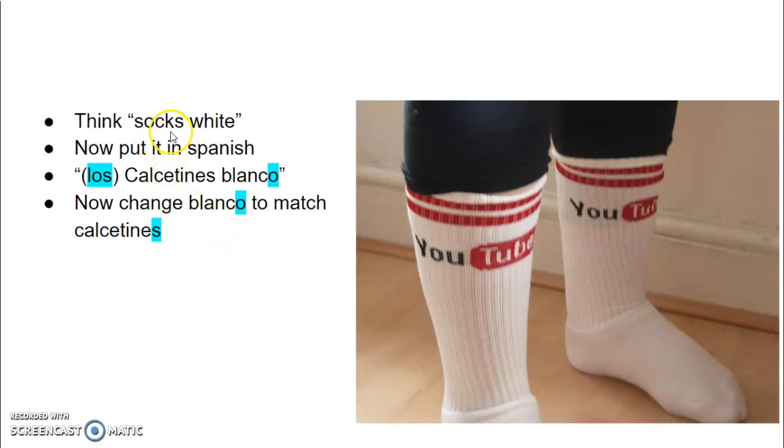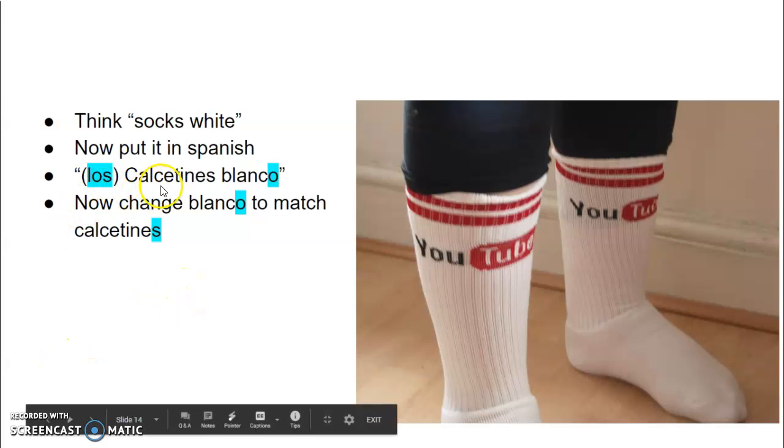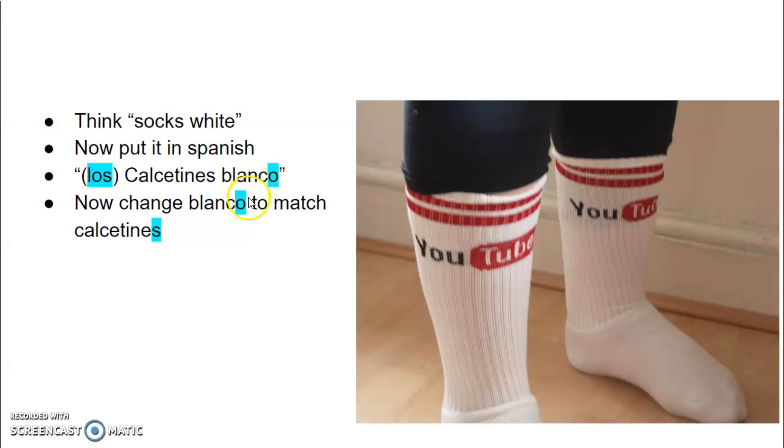Think to yourself, socks white. Now put it in Spanish. Los calcetines blanco. So the word calcetines has an es at the end because the word calcetín for one sock has a consonant ending. It has an N for the ending. So those words, like we saw with azul, they're made plural with es. And when that happens, we don't always know if they're masculine or feminine, and that's why the article in front of the word is important.